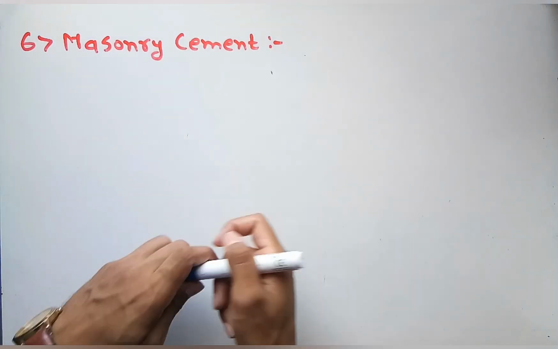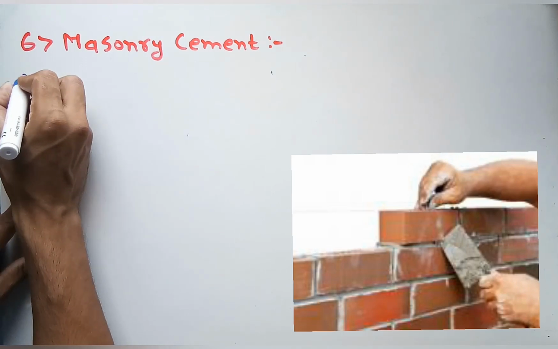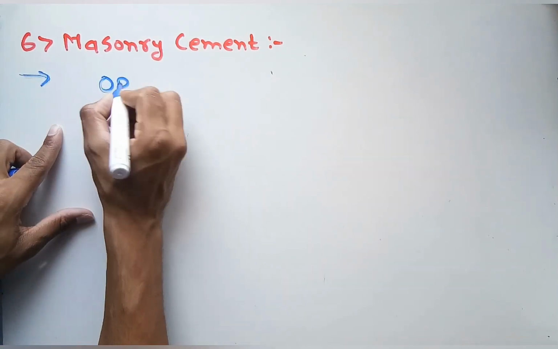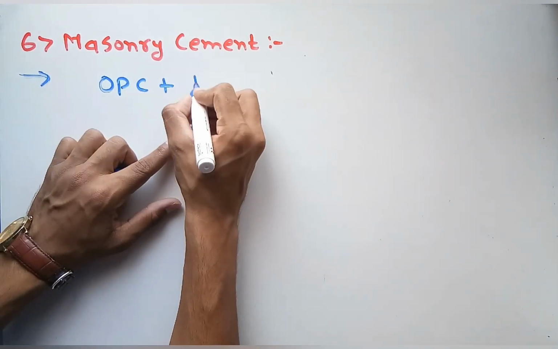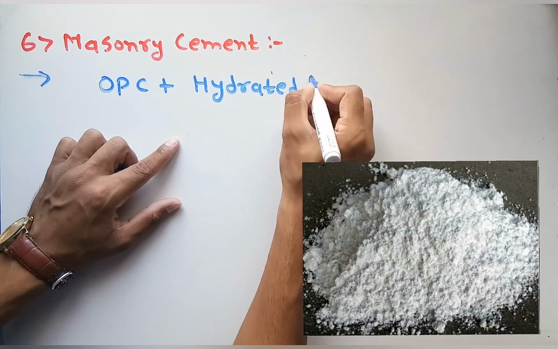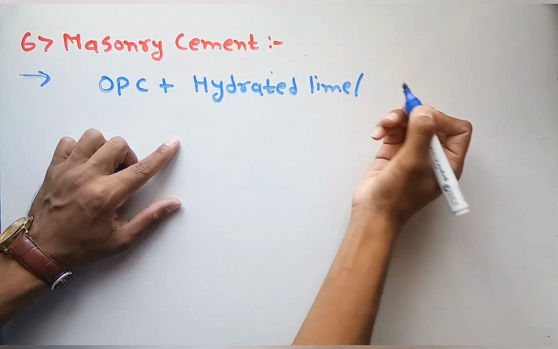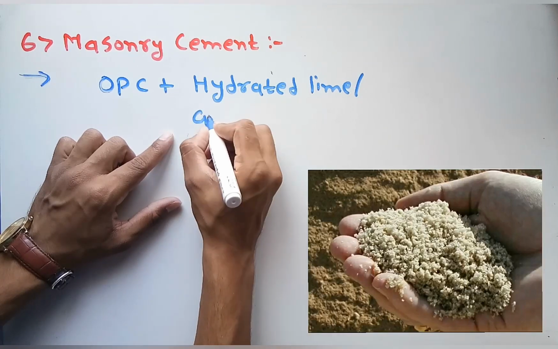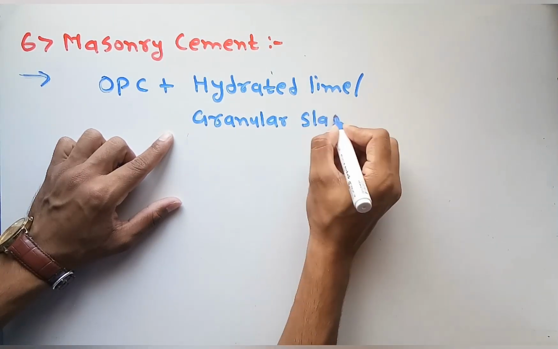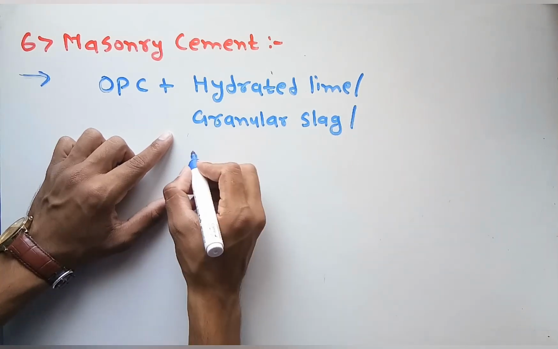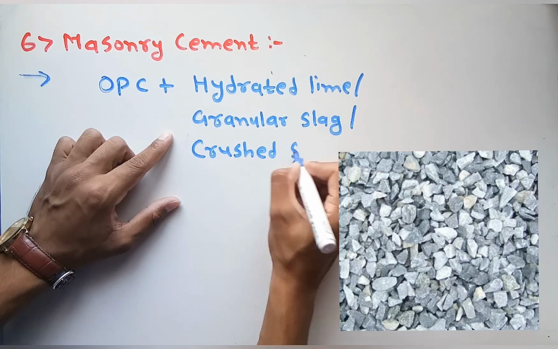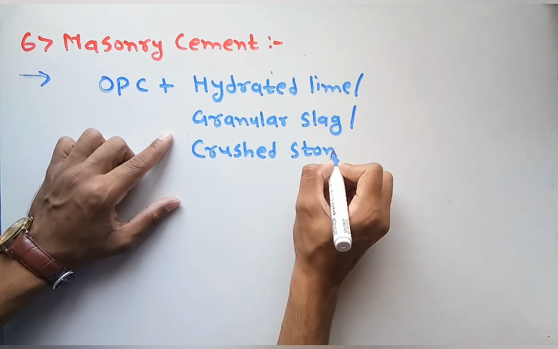So our sixth type, that is masonry cement. Now we will see the proportion of the raw materials. To manufacture the masonry cement, along with the OPC, we use hydrated lime. Sometimes we use granular slag. Or in some cases we use crushed stone. So crushed stones are also used to manufacture the masonry cement.